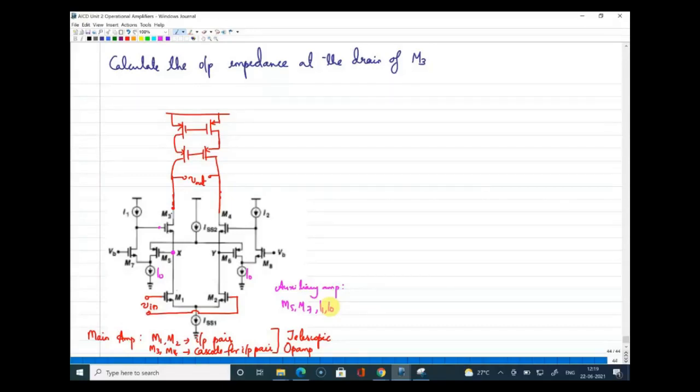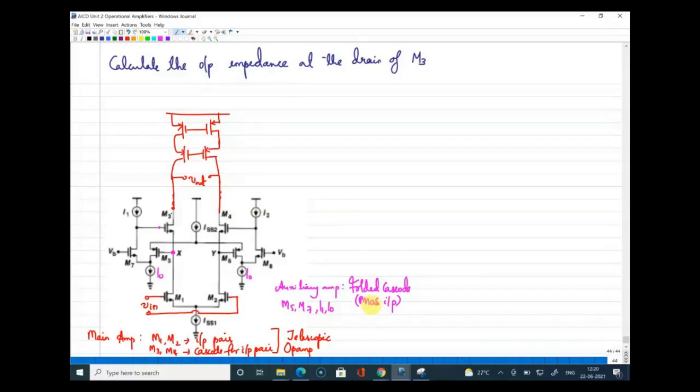Now, can you tell me what is the type of this auxiliary amplifier? M5 is input, then you can see M7. I think you guessed it as a folded cascode, right? Yes, Yashita, it is a folded cascode. The only difference is it is a folded cascode amplifier, but the input is a PMOS. So folded cascode with a PMOS input. That is your auxiliary amplifier.